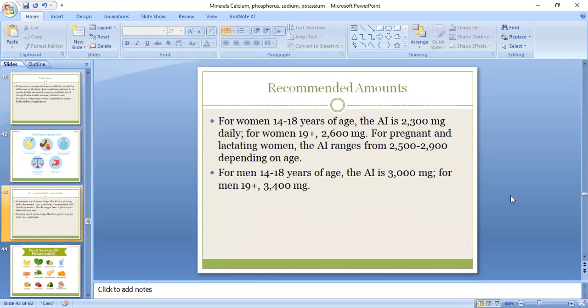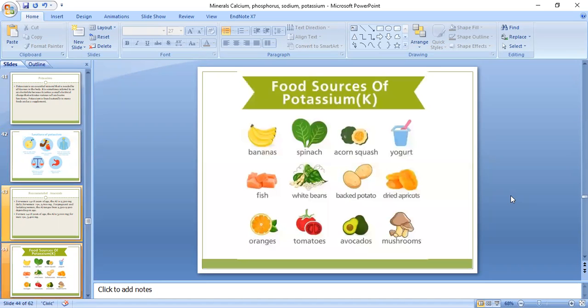The recommended intakes of potassium. For women ages 14 to 18 years, the adequate intake is 2300 milligrams daily. For women ages greater than 19 years it is 2600 mg. And for pregnant and lactating women, the adequate intake ranges from 2500 to 2900 mg depending on age. For men 14 to 18 years of age, adequate intake is 3000 mg. For men older than 19 years it is 3400 mg daily.